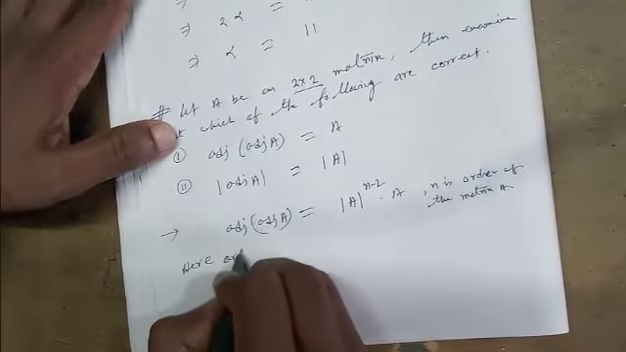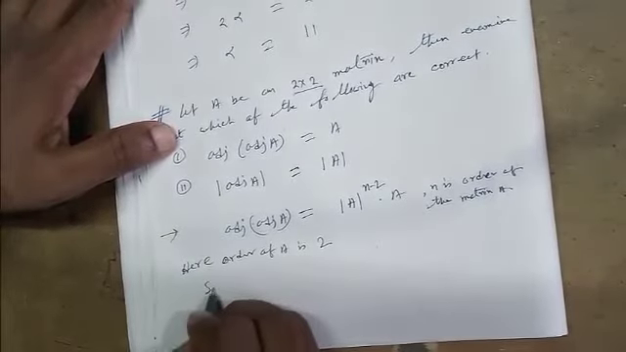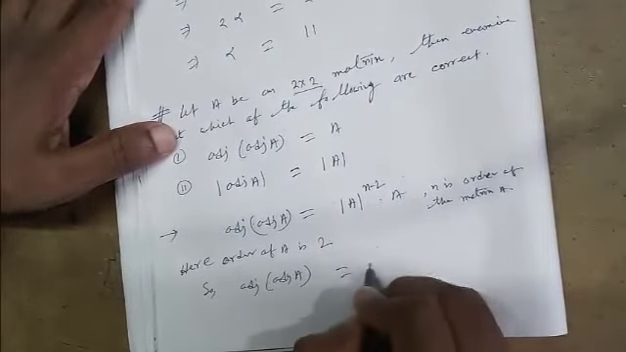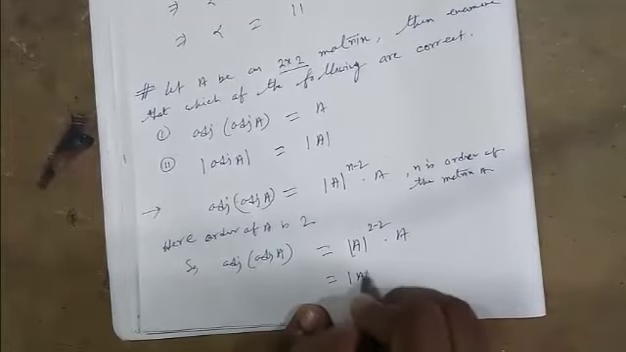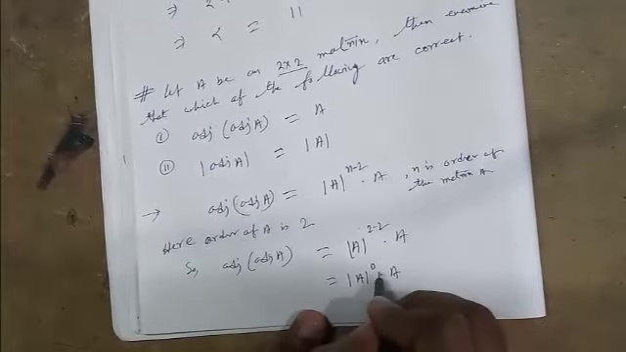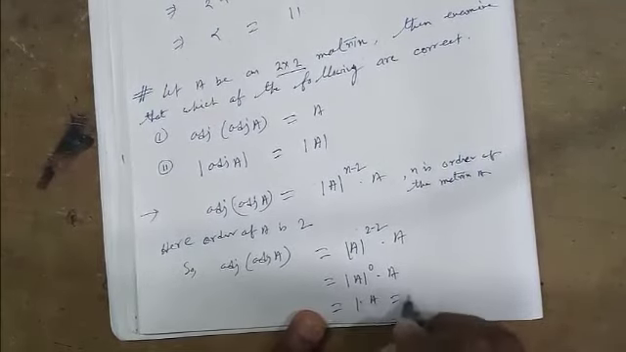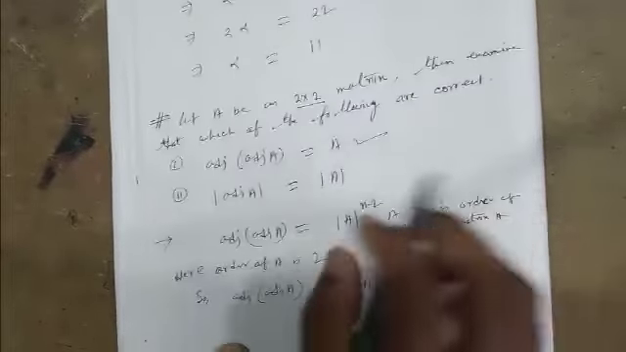Here the order of A is 2, so adjoint of adjoint A equals det A whole to the power 2 minus 2 into matrix A. That means it will be det A to the power 0 into A. Something to the power 0 equals 1, so 1 into A, that means A. Adjoint of adjoint A equals A. So statement 1 is correct. Now we have to check whether statement 2 is correct or wrong.